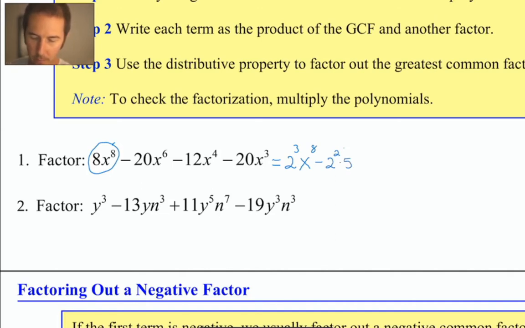That makes 20. And then there are 6 multiples of x, or 6 factors of x. And there's a 12, which as we said is made up of 2 multiples of 2 and a multiple of 3. And this term contains 4 factors of x, minus, and then there's another 20. So we've got 2 to the second times 5 times x to the third.